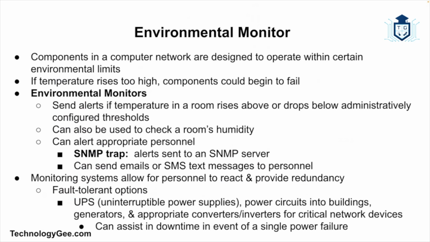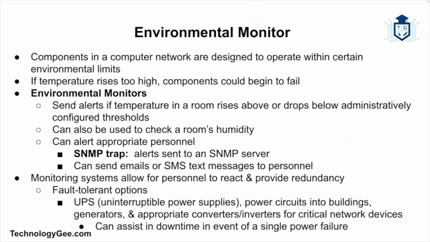In addition to monitoring a room's temperature, you can use environmental monitors to check a room's humidity. Also, environmental monitors, including power and temperature monitors, can alert appropriate personnel in a variety of ways. So for example, as you learned earlier, some environmental monitors can send alerts to an SNMP server. This type of alert is known as an SNMP trap. Another common notification option allows an environmental monitor to send an email or SMS text message to alert appropriate personnel about the suspect environmental condition.